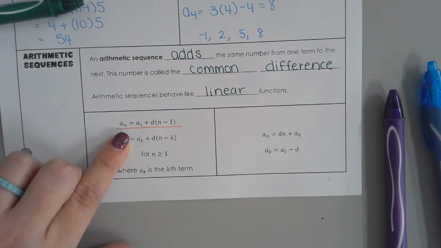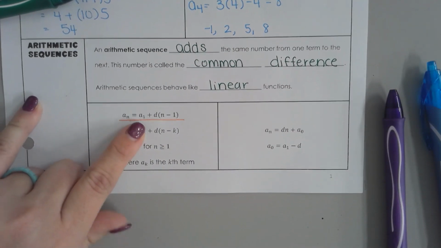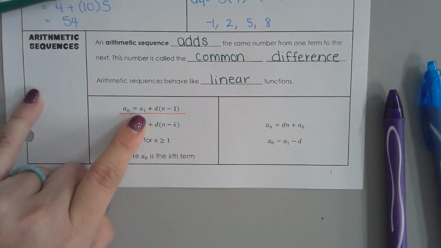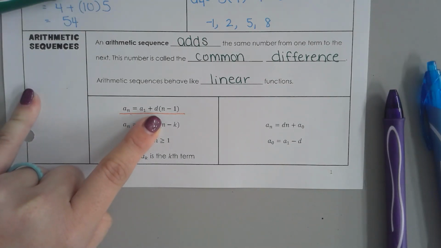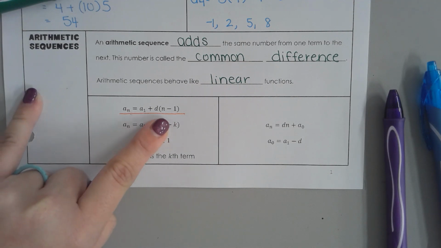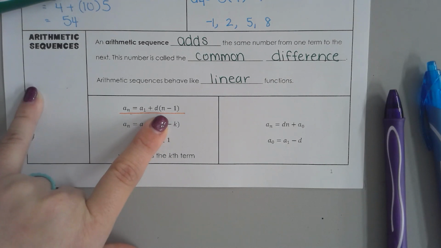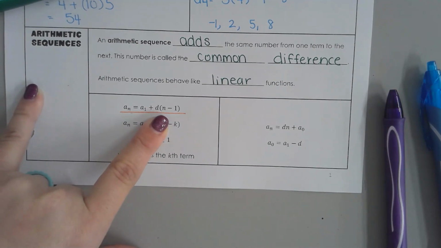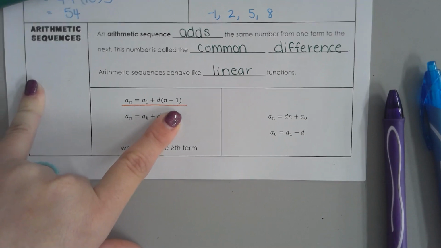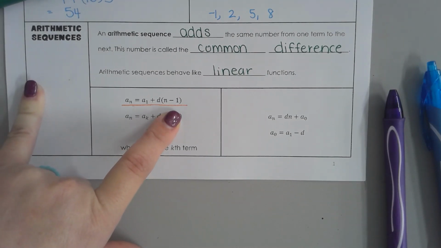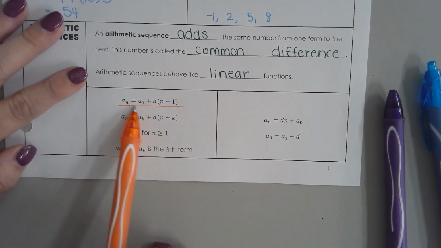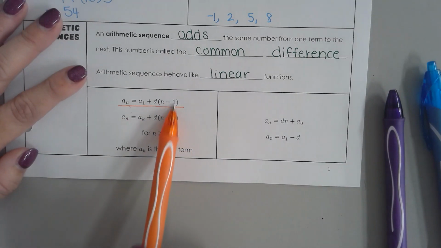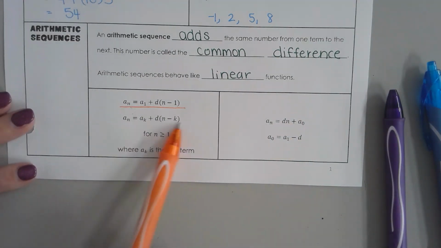So, AN, just some term in the sequence, is A1, the first term, plus D, the common difference, and then in parentheses N minus 1. So if you were finding the 30th term, you would plug in a 30. So N was your number of term minus 1. And that's all we really used in Algebra 2. But actually, I used A1 here, and that was N minus 1. You could do that with any term that you wanted.